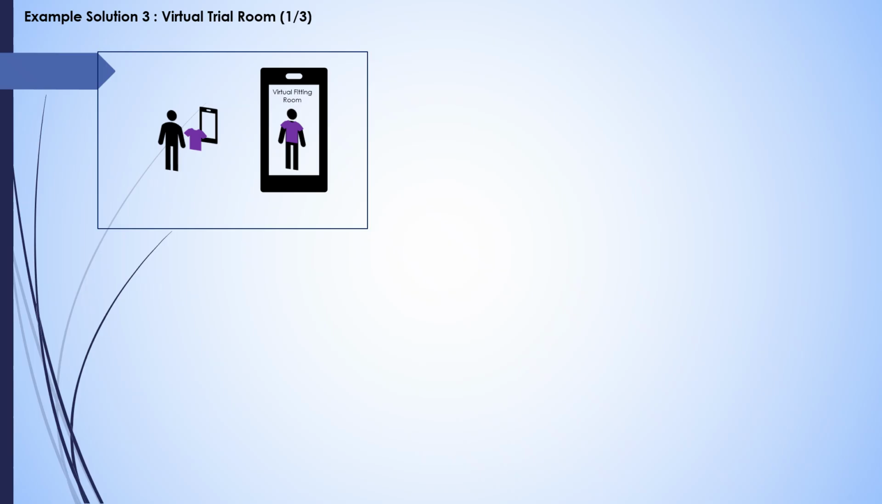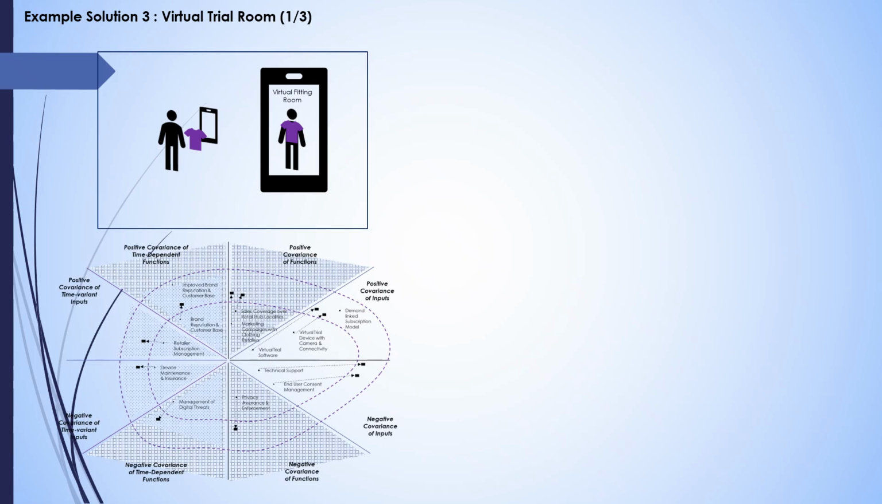Now, let's revisit what it's built from. When we decomposed this solution, we identified the full set of inputs and functions that make it work. Virtual trial software, virtual trial device with camera and connectivity, technical support, sales coverage over retail hub localities, marketing campaigns with clothing retailers, retailer subscription management, brand reputation and customer base, social media integration for end users, end user consent management, privacy assurance and enforcement, device maintenance and insurance, and management of digital threats, each one essential, each one carefully positioned in the solution architecture.